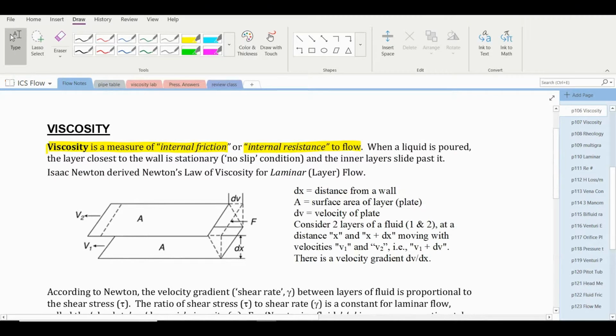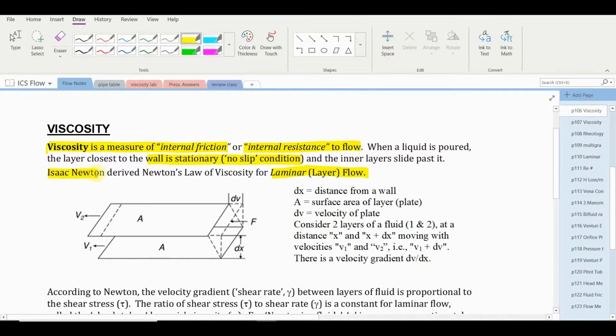Now, when a fluid is moving at moderate to slow speeds, it moves in a laminar fashion. Laminar means layers. The layer that's closest to the wall is essentially stationary, whereas each subsequent layer moving toward the center of the pipe moves faster.